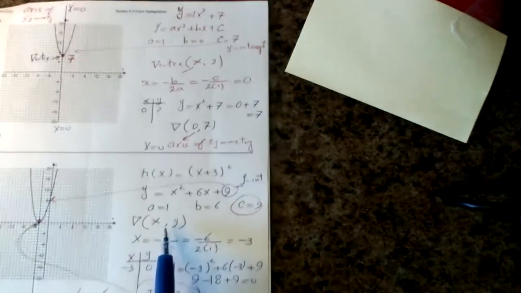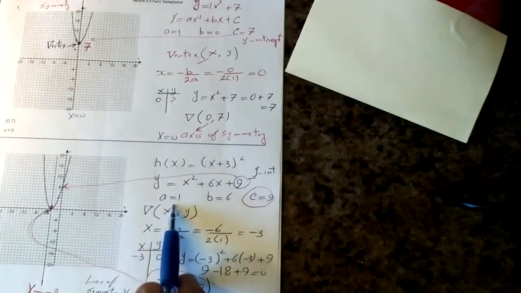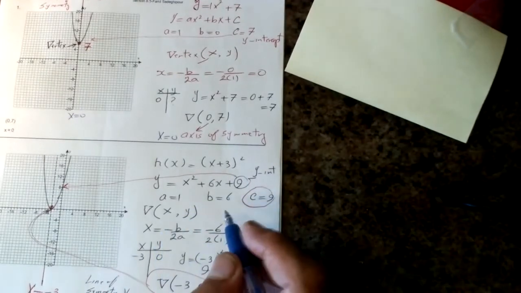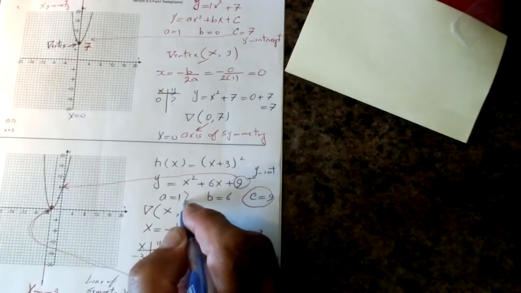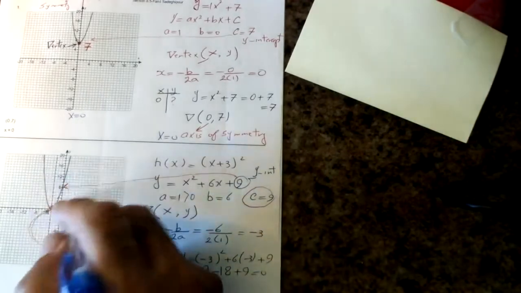A is 1. 1 is greater than 0. A equals 1 is greater than 0. So that means the parabola opens upward.